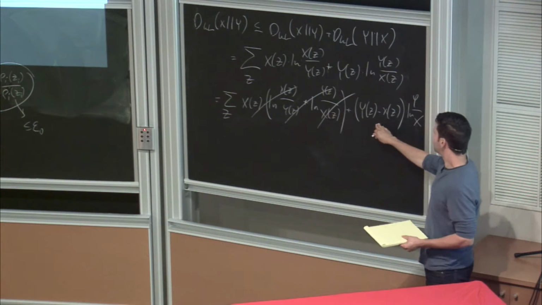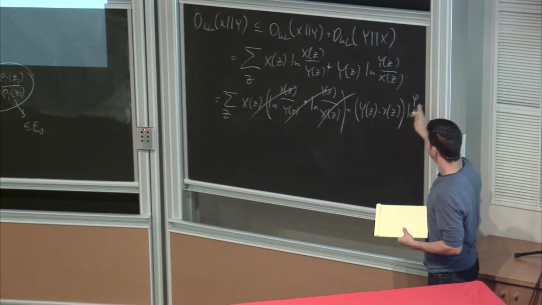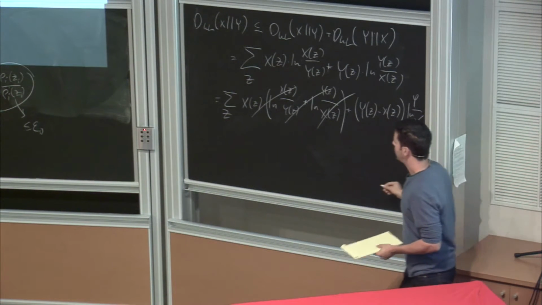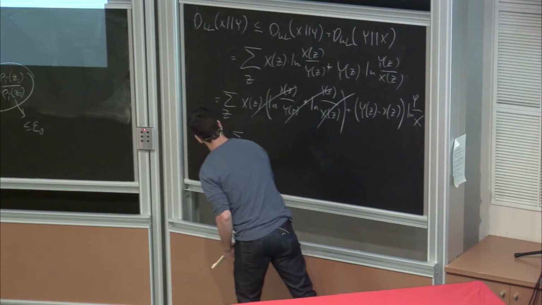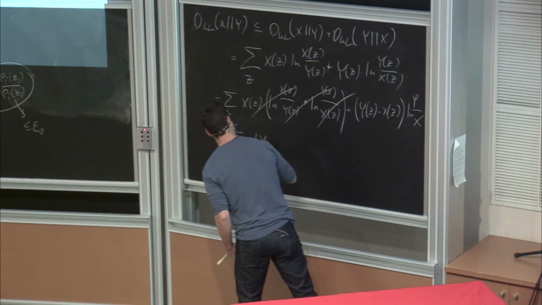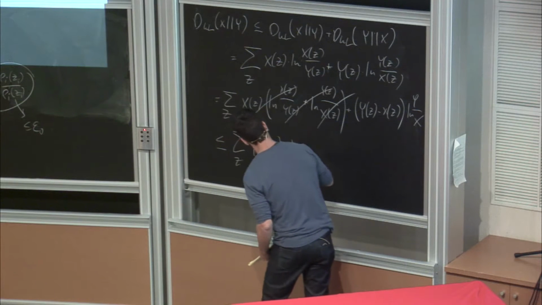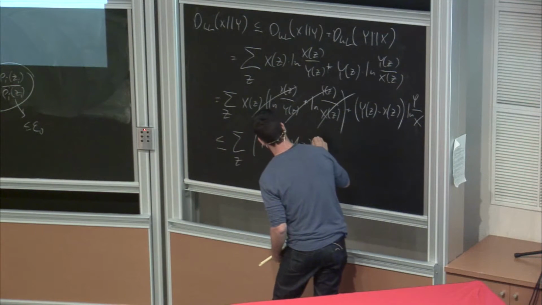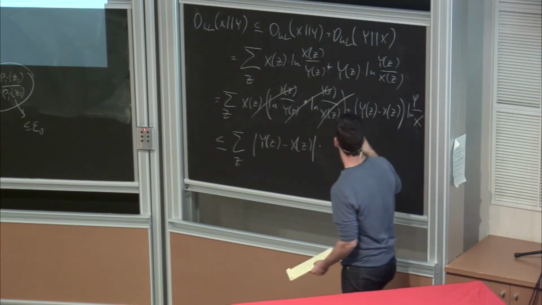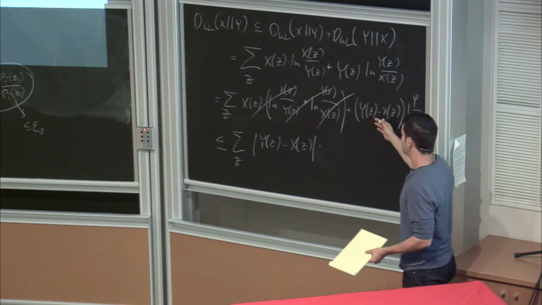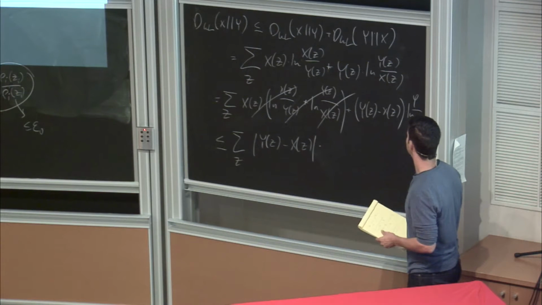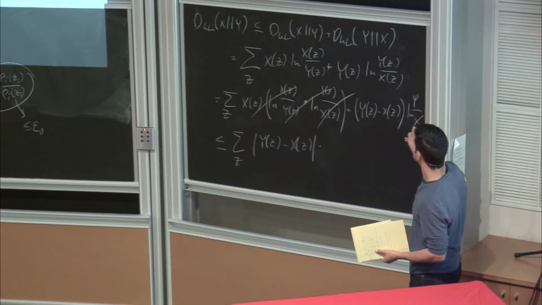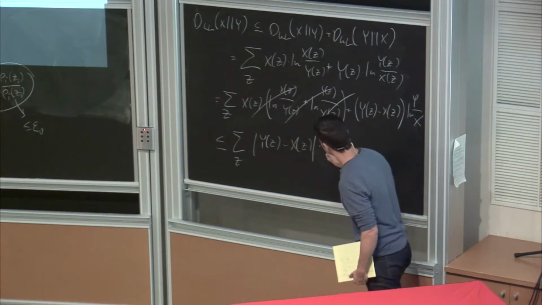And here I have y of z minus x of z times the log of y of z over x of z, and that certainly is at most the sum over all z's of the magnitude of y of z minus x of z. So I'm replacing this, which can be positive or negative, with a magnitude, and this I'm replacing by the maximal value of the log ratio, which is simply epsilon.